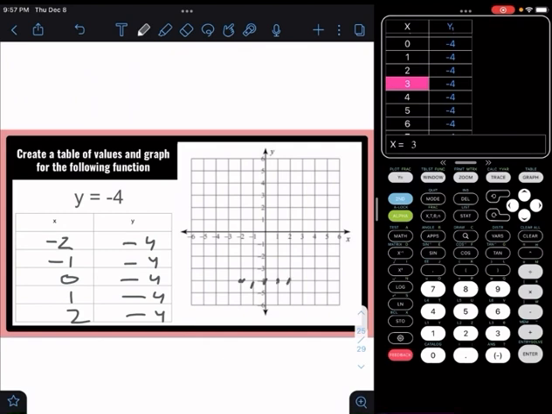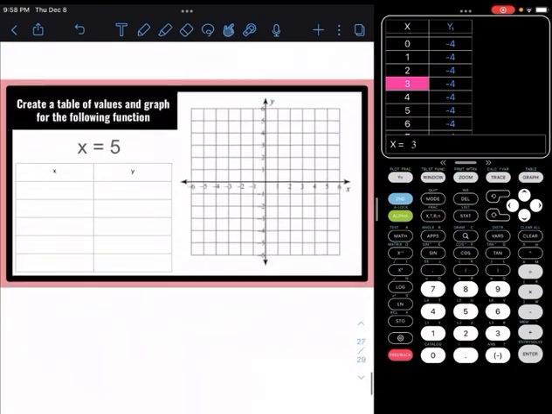When I connect those points, it's just going to look like a horizontal line. Because for any equation that is y equals a number where there's no x, you are just going to plot the point at the y-intercept. Here the y-intercept is -4, and you're just going to draw a horizontal line through it. And let's try this next one.